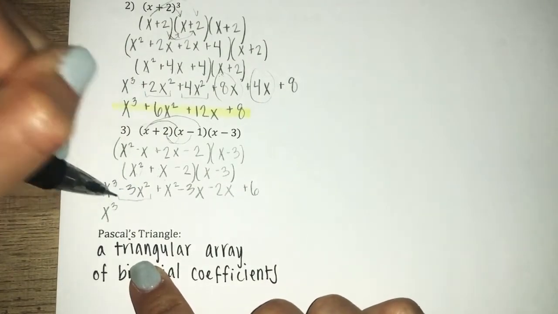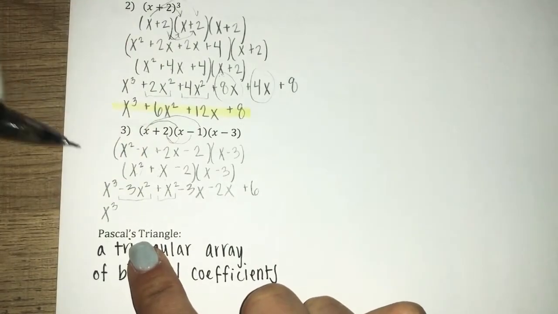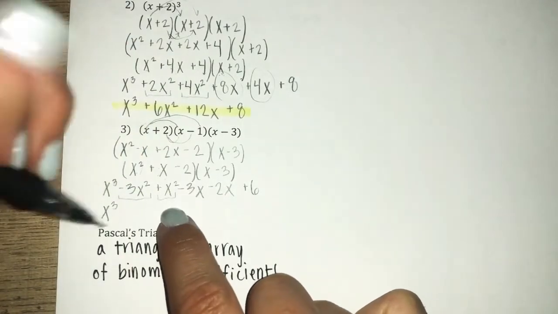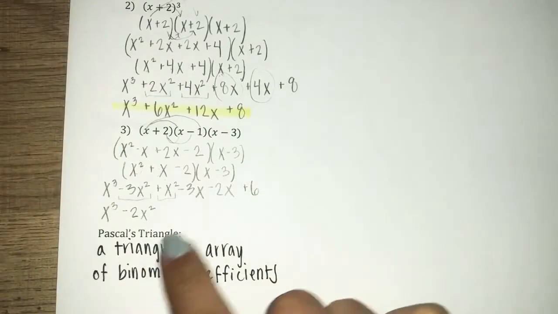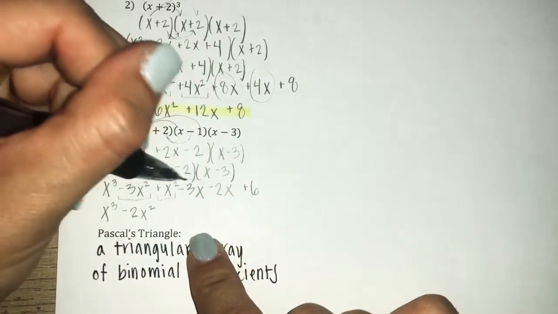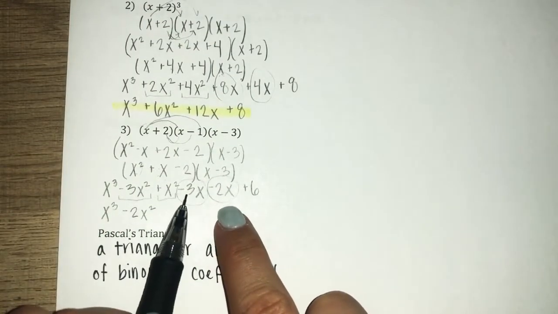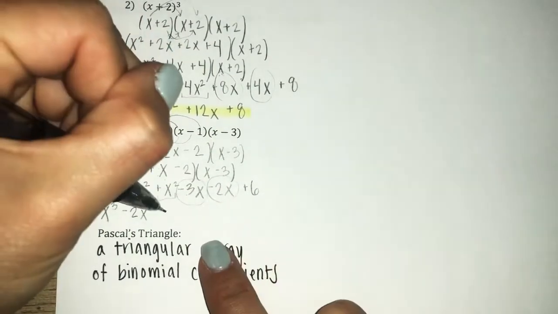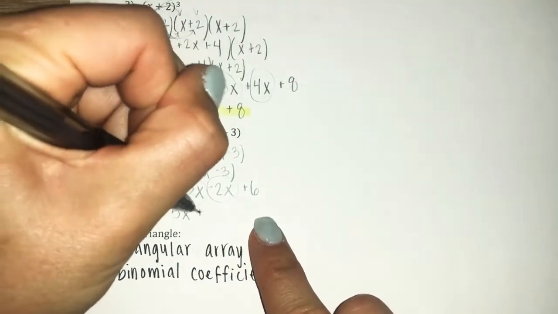I have a negative 3x squared and I have a 1x squared, so I can combine those. This is like negative 3 plus 1, so it would become negative 2x squared. I have negative 3x and negative 2x, so I can combine those. So negative 3 plus negative 2 is negative 5x. And then I can bring down my plus 6.